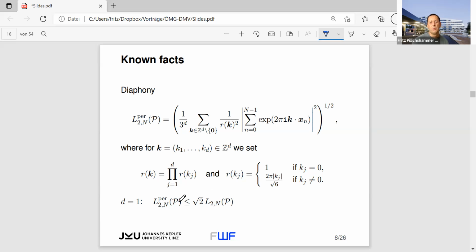We have equality if the point set is symmetrized, which means that with every element from the point set, also 1 minus this element belongs to the point set. So with x from the point set, then 1 minus x is also in the point set. This is a symmetrized point set, and for this we have equality. So these are some well-known facts known already before.